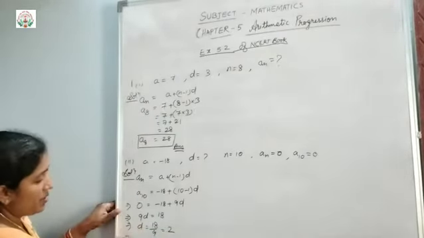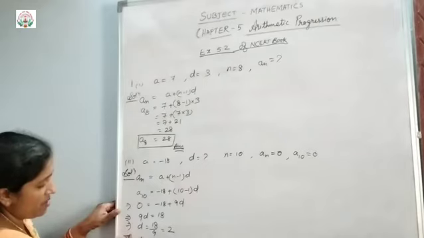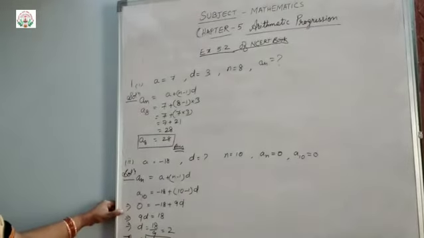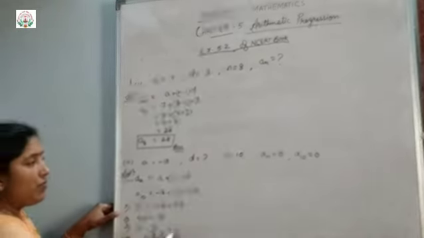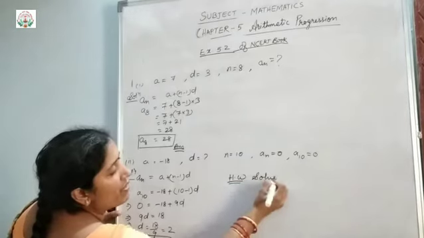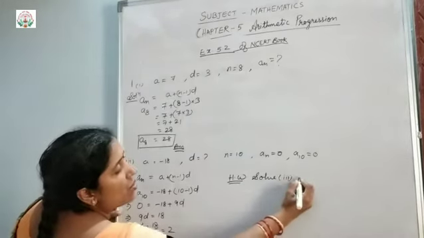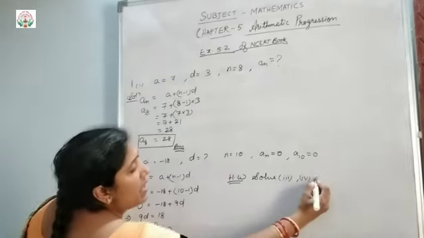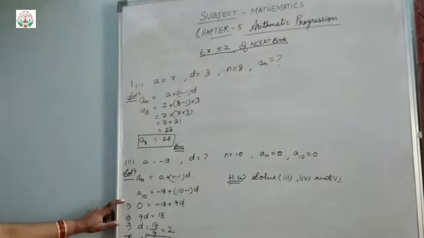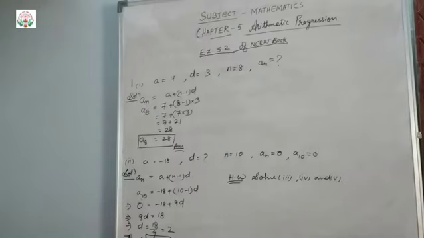So here thus D equals 2 for the second one. Likewise, you solve third, fourth and fifth questions. Homework will be to solve the third question, fourth question and fifth question. Okay, do it as homework. Now the next one we'll see, that is question number 2.